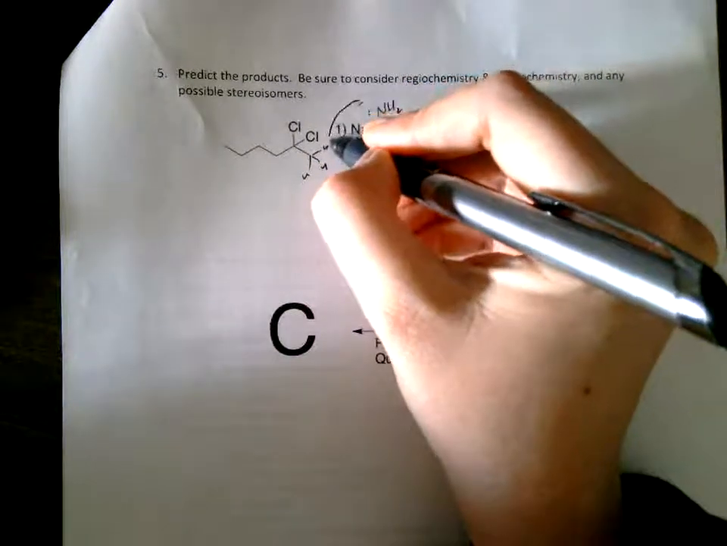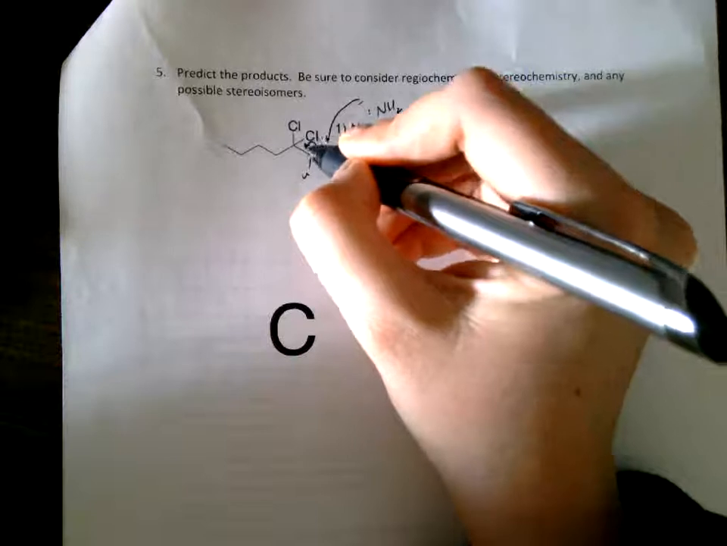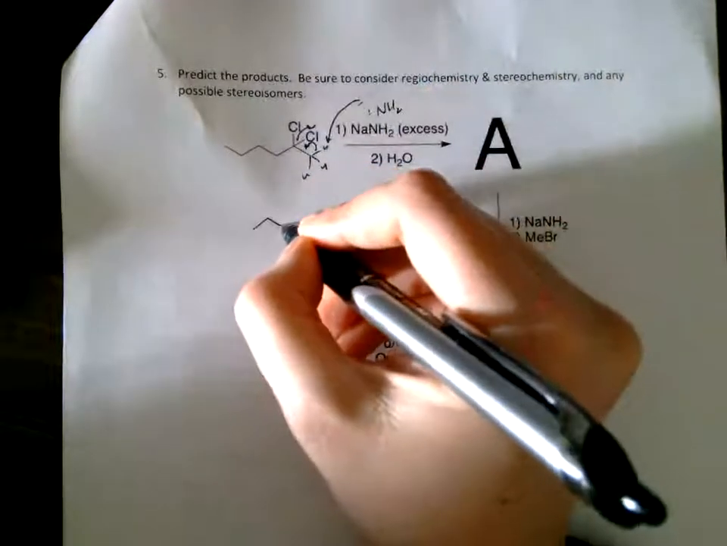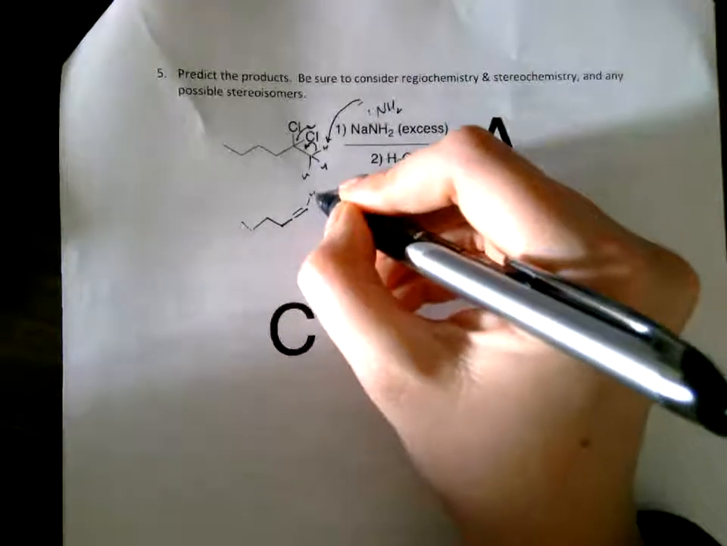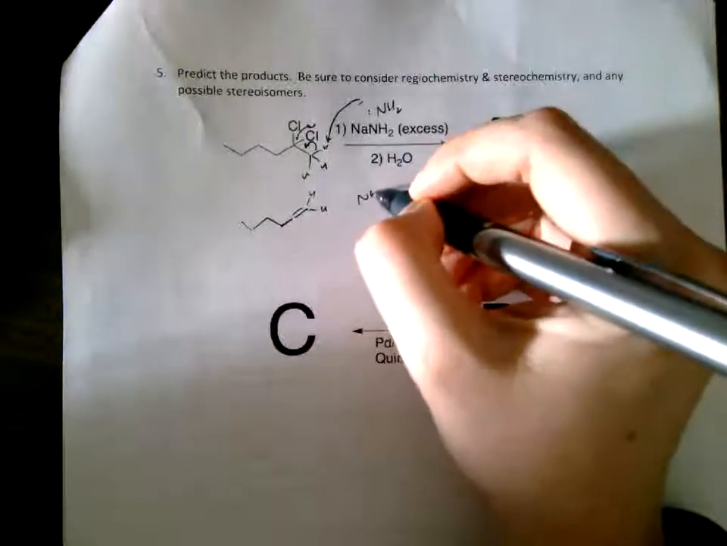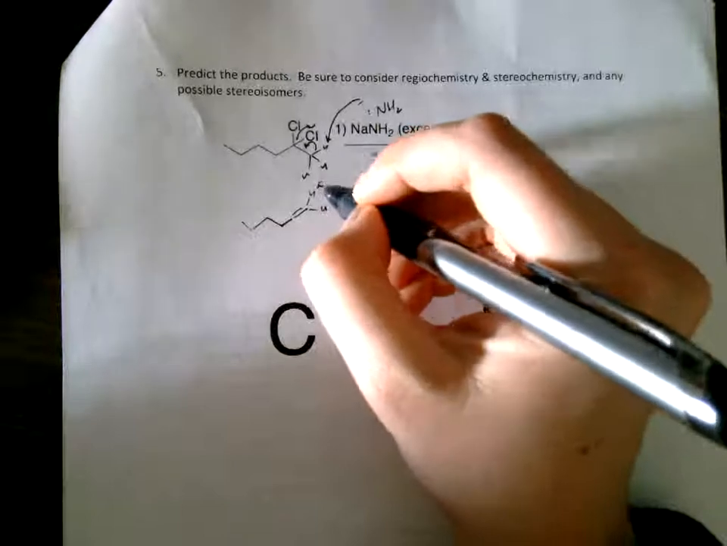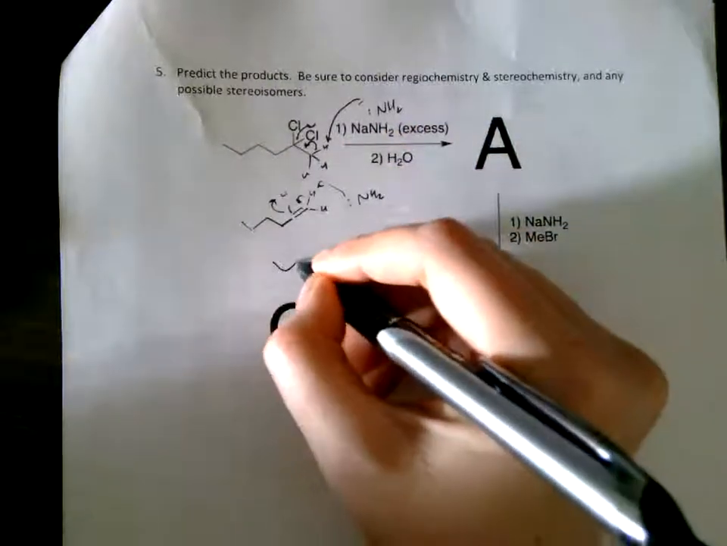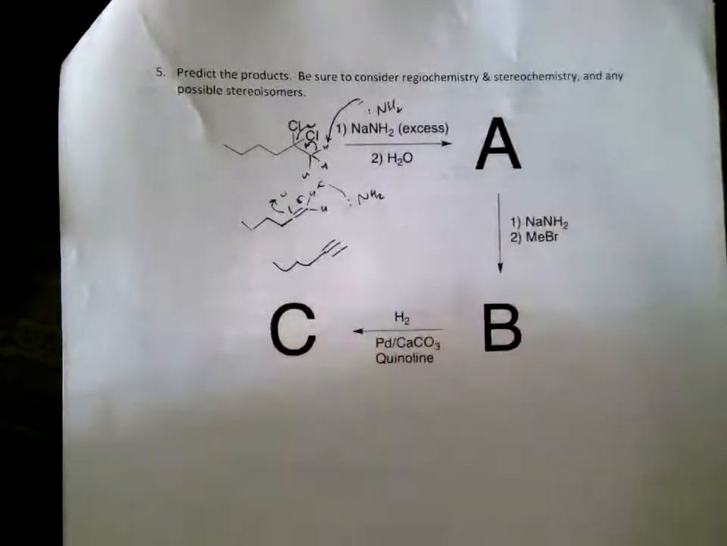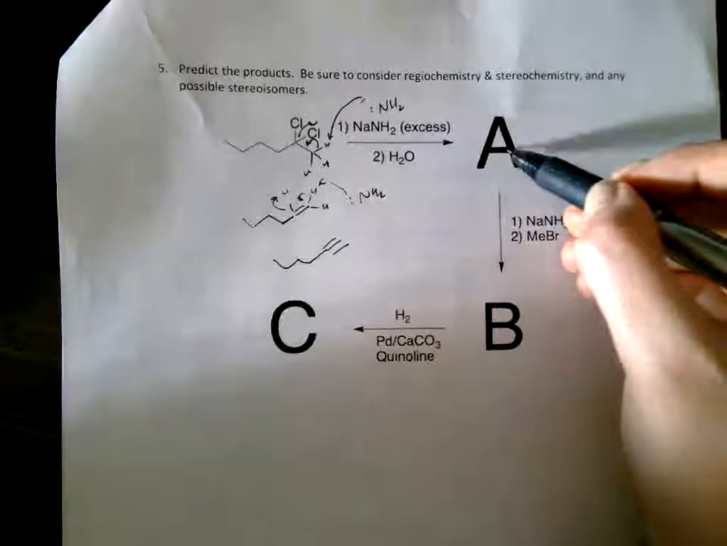So this hydrogen will come here and kick out this leaving group, and you'll end up with an alkene with 2 hydrogens. And then this NH2 minus will actually do that again. Oh, you have a chlorine here too. And kick out your leaving group, and you'll end up with an alkyne. So that's actually for A.